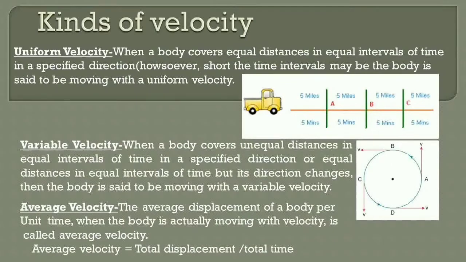velocity. So to find the average velocity, we have the formula: total displacement upon total time. In that way we can find the average velocity of that body. It is possible to have a body with average velocity 0 but not with average speed 0. So this is all about the kinds of velocity.